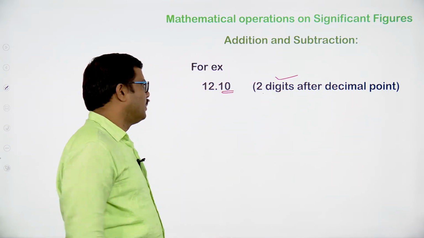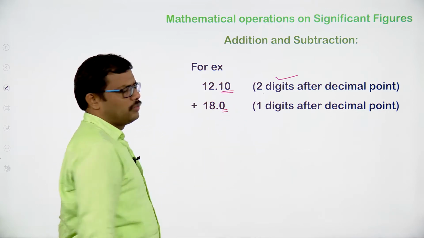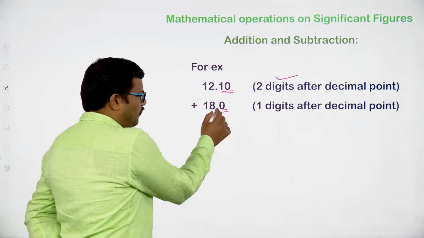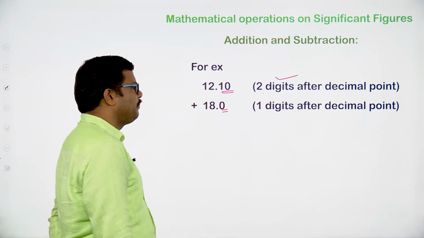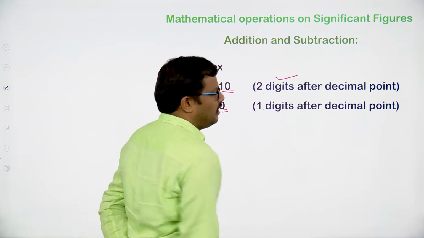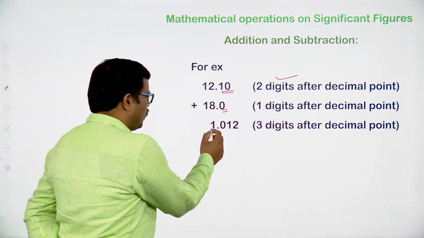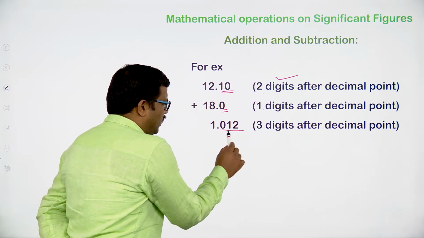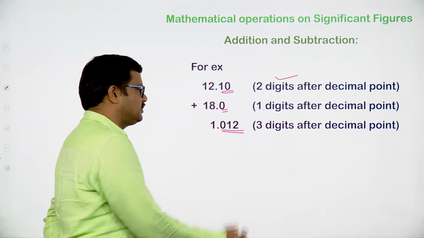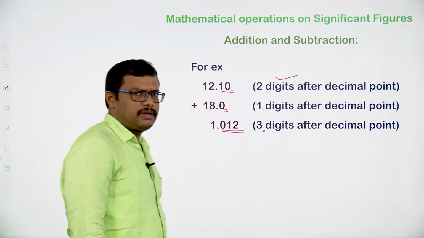The second number is 18.0. After the decimal point we have 0, which can be considered a significant figure, so it has one digit after the decimal point. Look at the third one. We have one more number, 1.012. After the decimal point, we have three digits: 0, 1 and 2. So we have three digits after the decimal point.